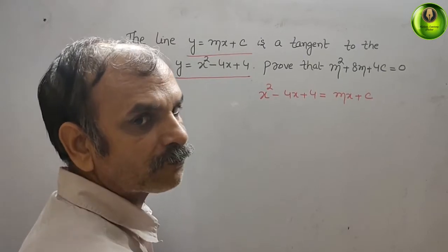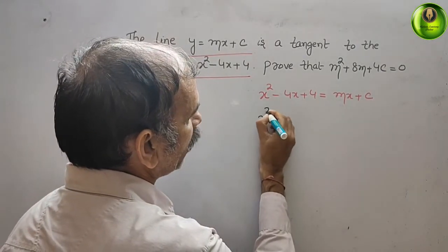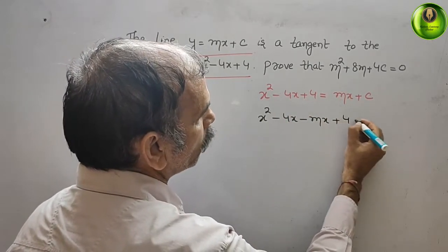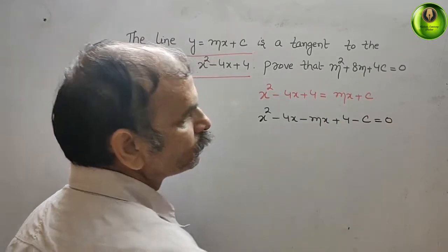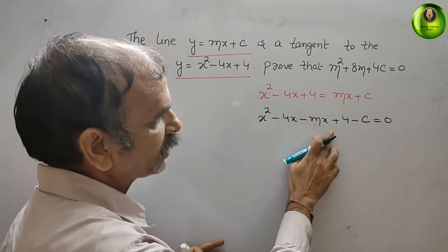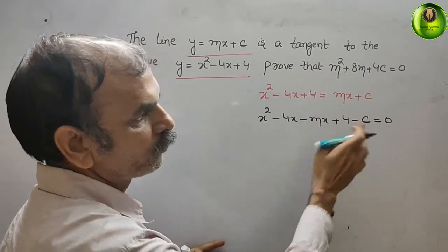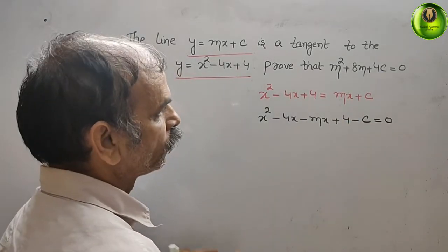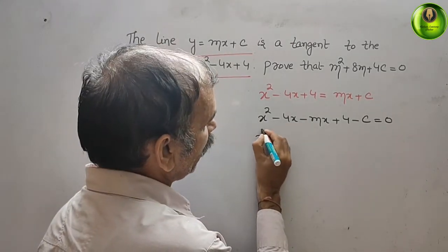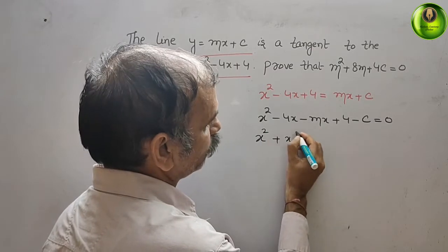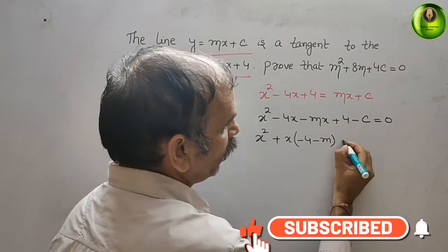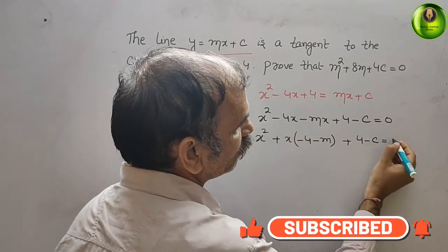Now bring everything to your left side. Here you will get x square minus 4x minus mx plus 4 minus c, that gives you 0. I have arranged them: x I brought here, mx is minus mx and c is minus c. Now, we will go for clubbing of that. So here it will come x square plus x into minus 4 minus m, and here it will come 4 minus c, that gives you 0.